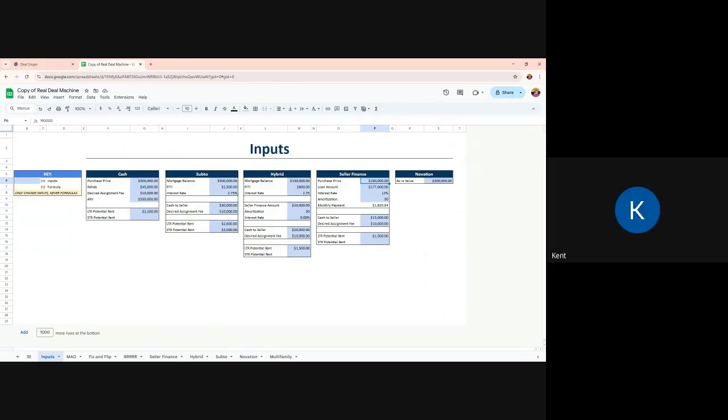So we got 357,500. Okay. And the loan amount came up to 332,500. Okay. What do you want, cash to seller or the down payment? Down payment is 25,000. Yeah. What's the rent? 2,735.